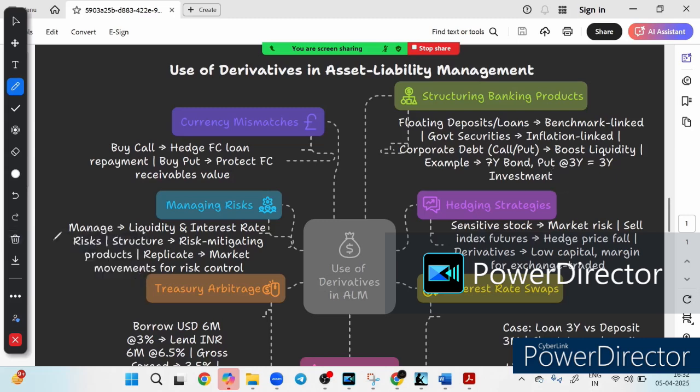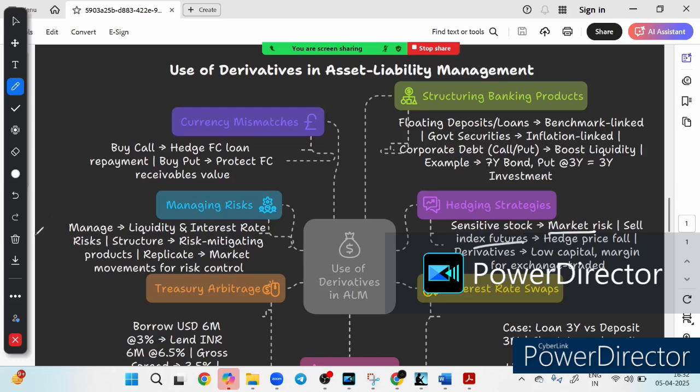Like we already know that whenever you take any kind of loan, it is always linked to the benchmark link, obviously. Now friends, if we talk about the hedging strategy, suppose a bank hedges market risk using a derivative like index future. Yes, sensitive stock, market risk, obviously. And how do they use it? They sell index future to hedge such kind of market risk. If they sell index future, it protects the stock price from falling. And low capital requirement makes derivative an efficient hedge.